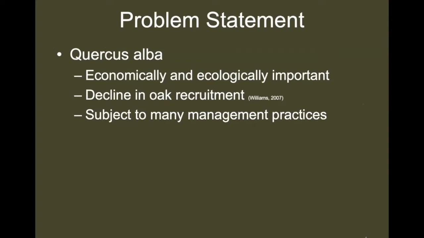So Quercus alba, white oak, is an economically important species for a couple of reasons. Specifically here in this region, it's sourced heavily for bourbon barrel production, and then throughout its entire range, it's sourced as a timber species. It's ecologically important because it's attributed to providing a lot of food and habitat for wildlife species. And as well as all other oak species, we're also seeing a decline in white oak seedling recruitment into higher canopy classes. And in order to meet these economic demands, white oak is subject to many management practices to reduce that rotation age.